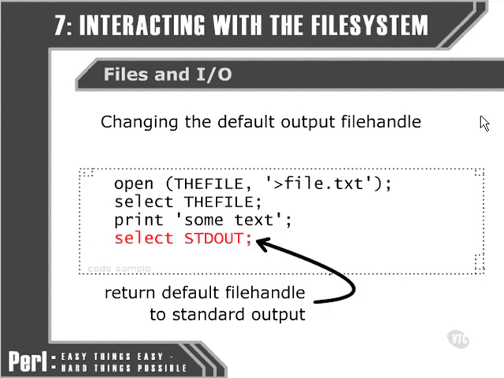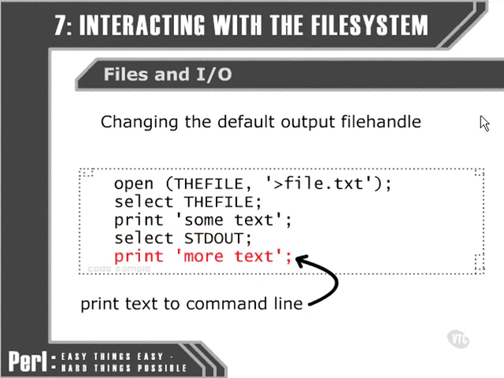And standard output is the file handle that is automatically selected to be the default output file handle. And although it's referred to as a file handle, it's not actually writing to a file, it's writing back to the user, writing to the shell. So this time when we ask Perl to print out this line of text, that line is printed back to the user.